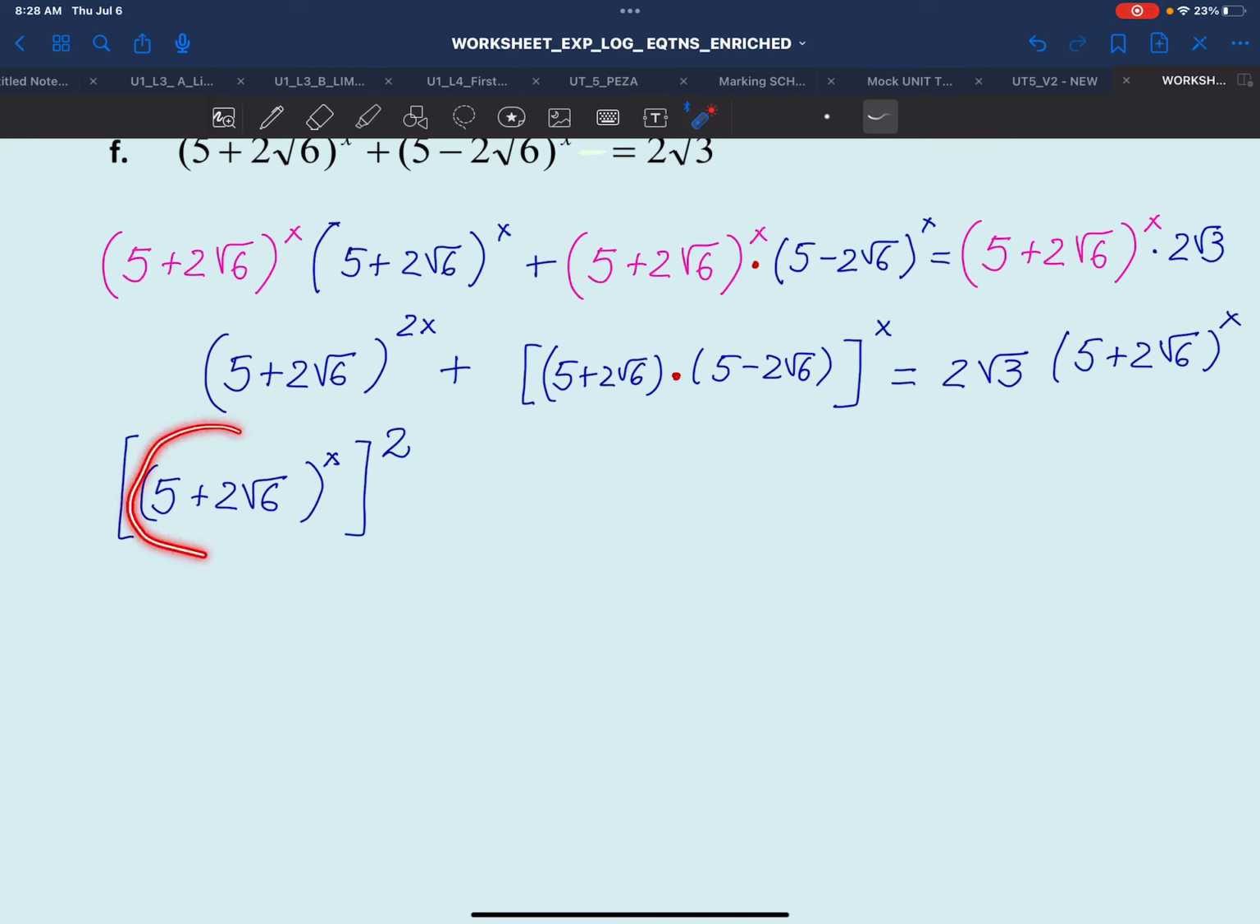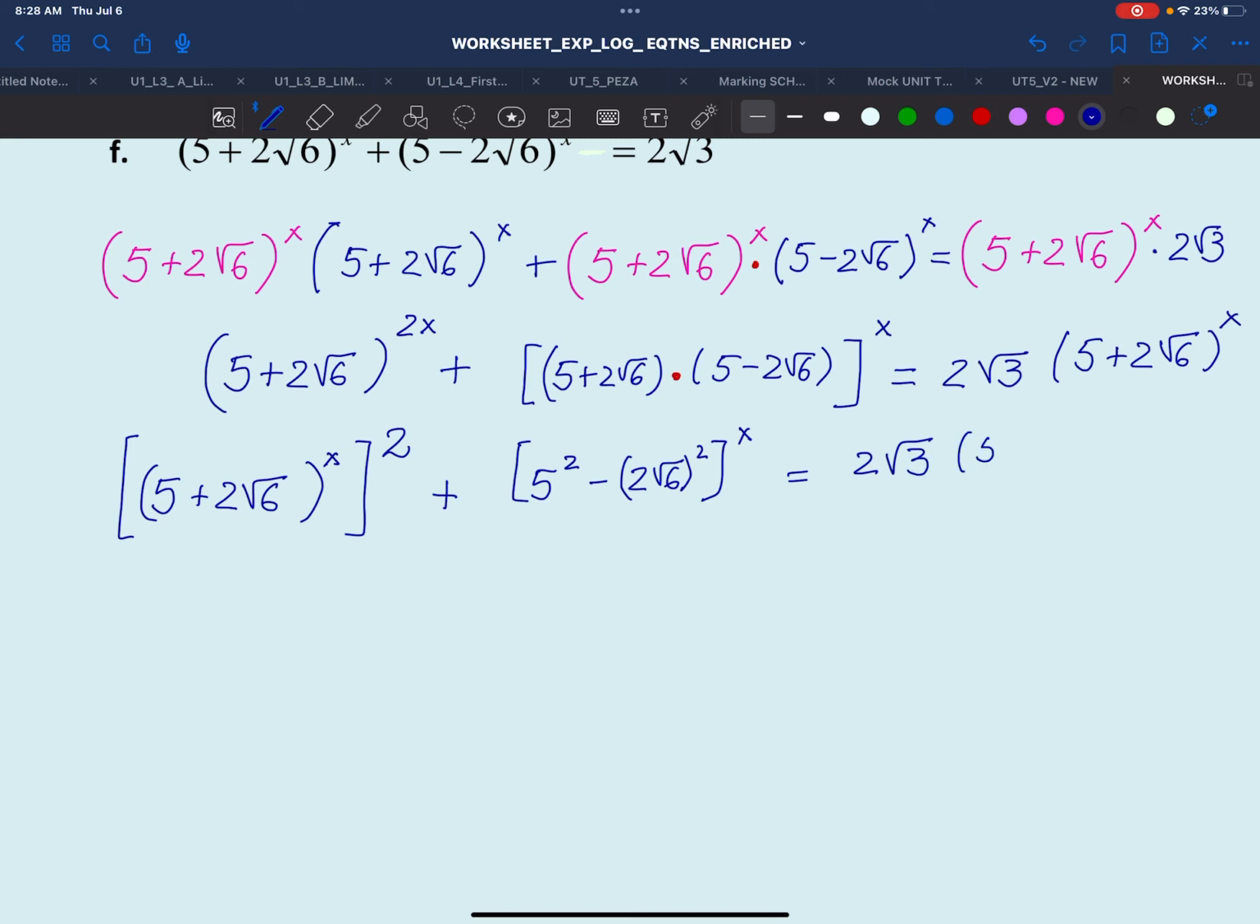So I have this good looking base here to the power of 2. And then plus, now this is the exciting part. When you multiply these two conjugates, this is a difference of squares, right? So that would equal, and I'm taking the steps slowly, 5 squared minus 2 root 6 squared, and all of it will be to the power of x, equals 2 root 3 times 5 plus 2 root 6 to the power of x.